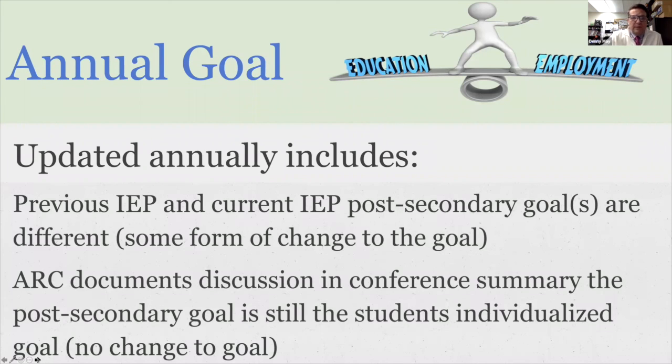So again, updated annually includes previous IEP, current IEP, post-secondary goals are different, some form of change to the goal. And if the goal hasn't changed, then we need to say, based on transition assessments and based on the services that we've provided and where the student is actually performing at this time, we know that we can keep the goal the same, and we can document that in the conference summary.